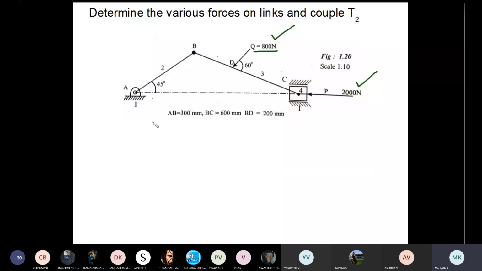So first, whenever a question is given, you have to redraw it in your answer book by using some suitable scale. So they have followed scale 1:10. It's up to you. You can follow your own scale. So they have taken scale 1:10. So 300 mm will be 30 centimeter. This one will be 60 centimeter, and this one will be 20 centimeter. If it is 60 centimeter, then I don't think it will fit in your answer sheet. So better to take scale 20:1, if not 30:1.